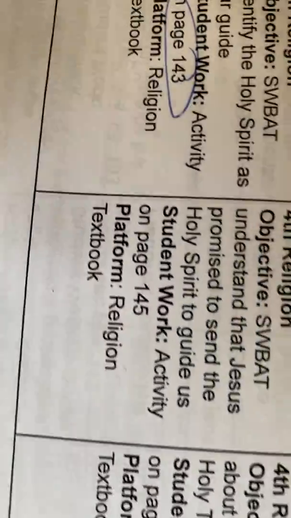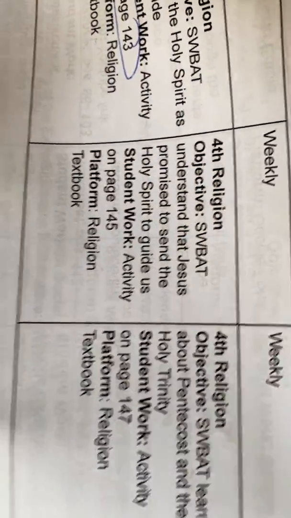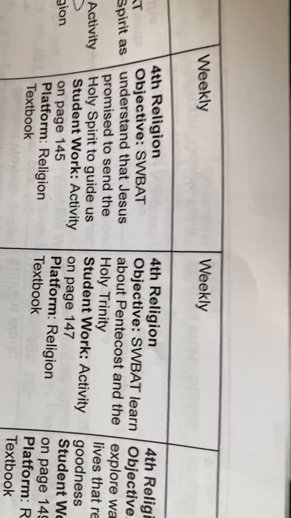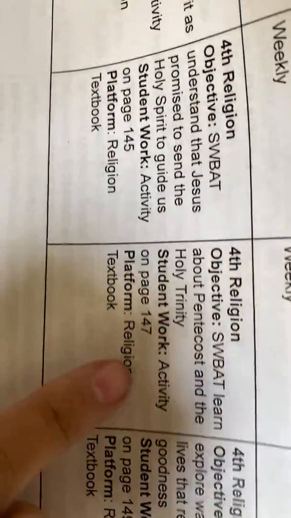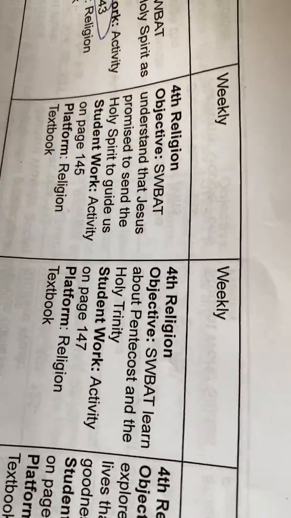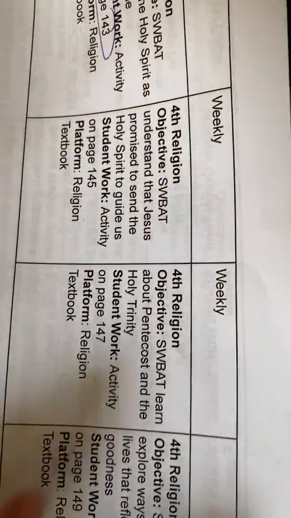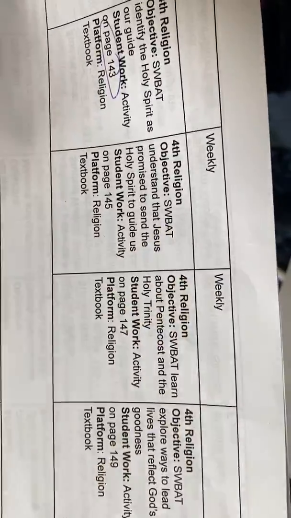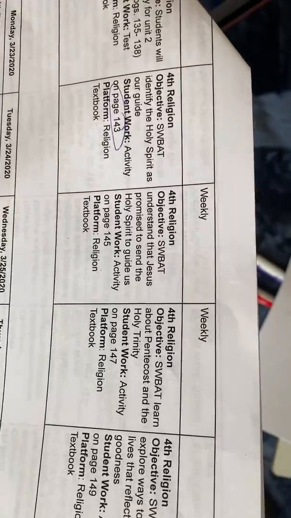For religion, it is Thursday, so you're going to do the activity on page 147, okay? This one. We're on Thursday. So you're going to read, and you're going to do the activity on page 147. Tomorrow you'll take your, oh no, tomorrow's no test for religion. So for today, you're going to be working on learning about Pentecost and the Holy Trinity. Be sure to complete page 147 in your religion textbook, okay?